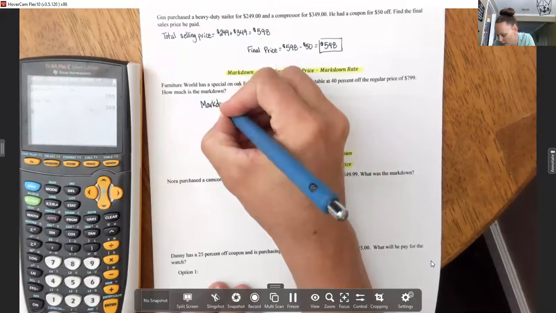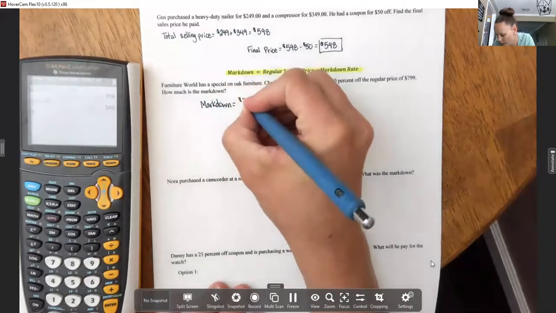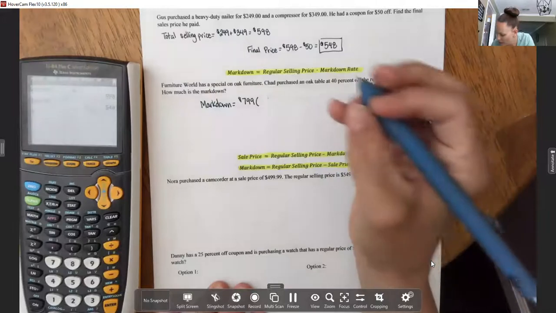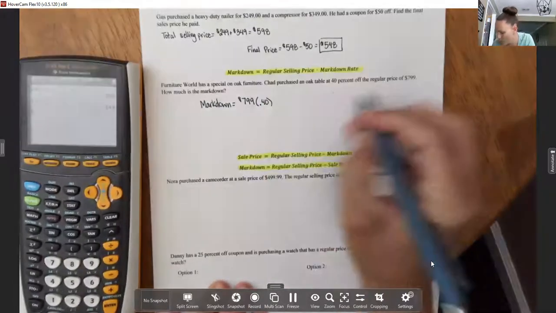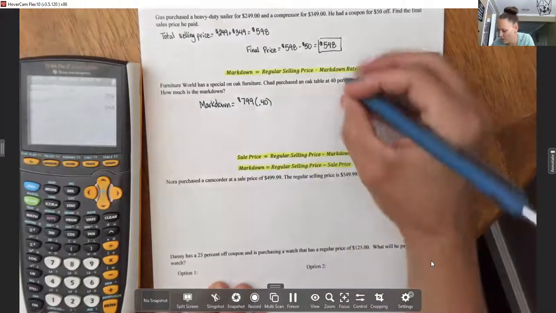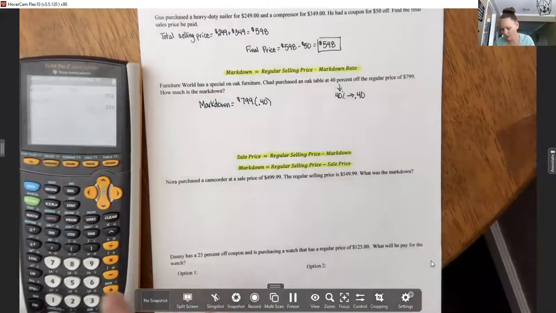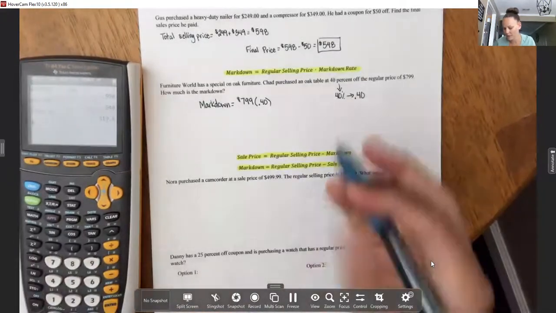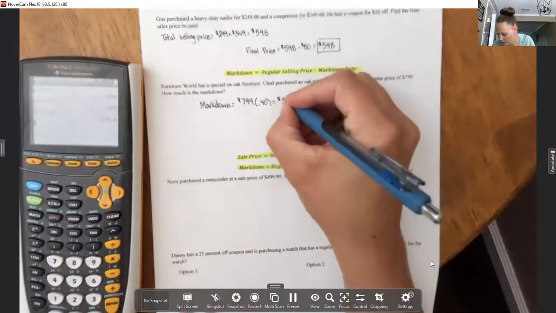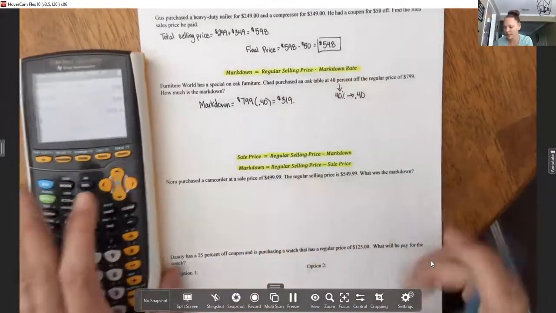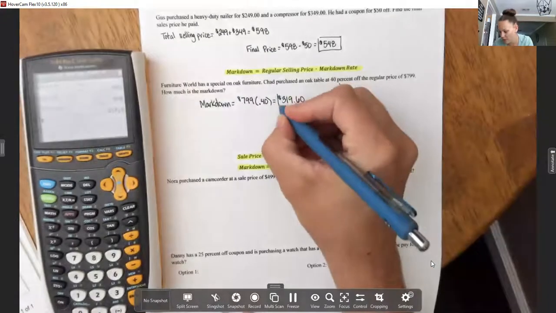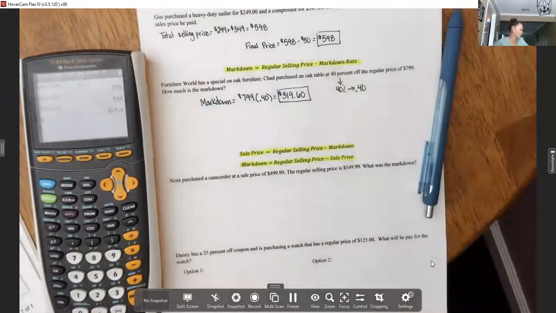So to find the markdown here, we're going to do the $799 times the 40%, 0.40. Remember, 40% is the same as 0.40. So $799 times 0.40. Remember, when it's 0.6 like that, you have to add the 0 after. So $319.60. That's the markdown. That's how much he's going to save.